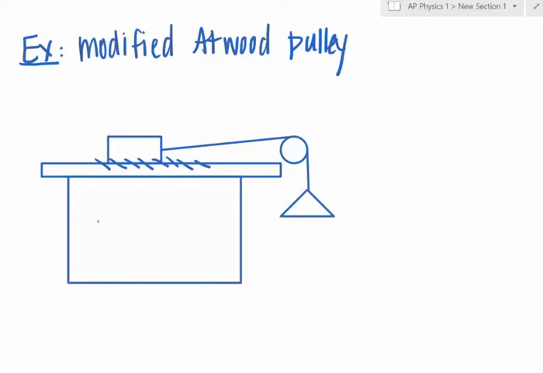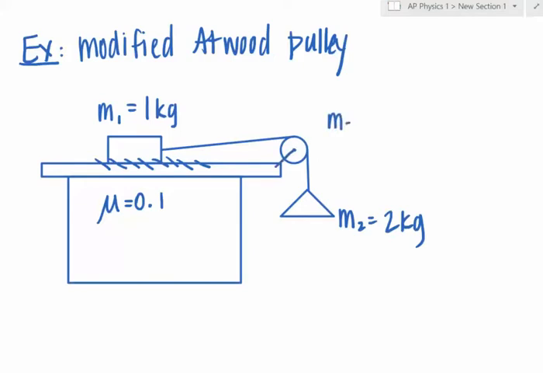Let's give it a coefficient of friction, a small one. How about a 0.1? And I'll be easy this time. We'll call this M1, and it will be 1 kilogram. This will be M2, and it will be 2 kilograms. And this little pulley is not very nice. This pulley is heavy. It's M3, and it's 3 kilograms. So, same thing.